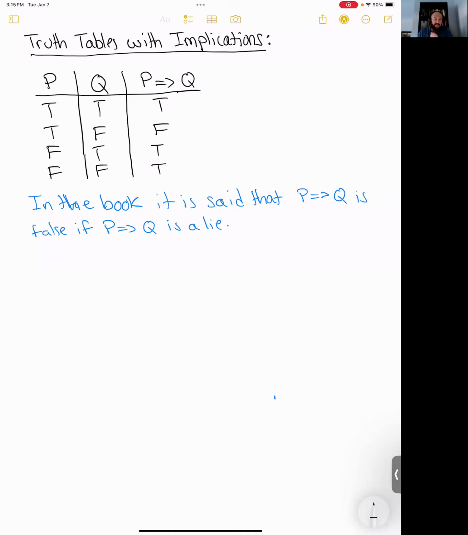The only time the implication has lied to us is when P is true. And so we start this way, okay, the implication works, and that means it implies that Q is true, but it doesn't. It implies Q is false. And so it's lied to us, right? So I think that's a good explanation of how to think about implication.